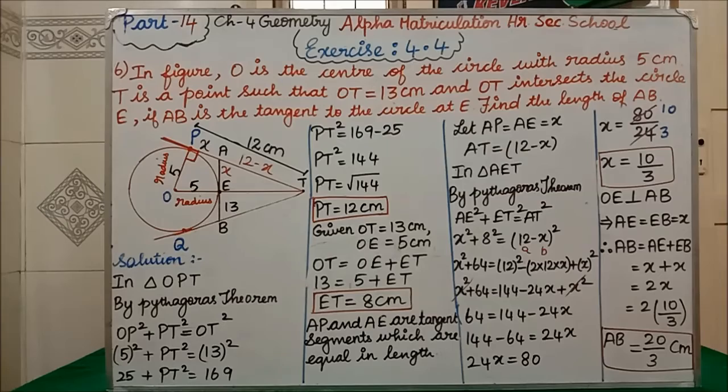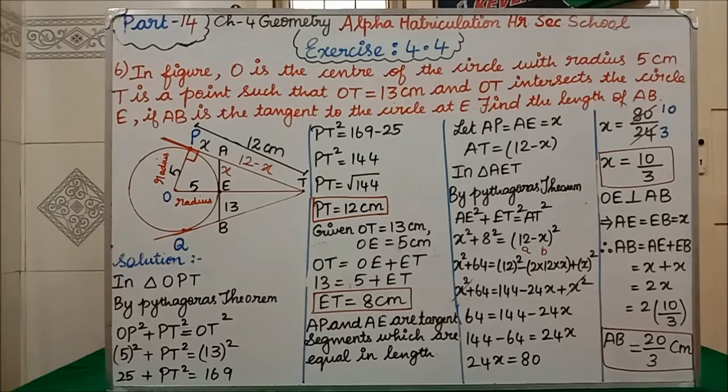Clear? So the total full length AB, how can I write now? AB equal to AE plus EB. AE length we know is x. EB length also x. So x plus x is 2x, and x value is 10 by 3. Clear? So 2 tens are 20 divided by 3. AB equal to 20 divided by 3 centimeter. They were asking to find the length of AB. So AB equal to 20 by 3 centimeter. You can write the answer in decimal also. Clear all of you, the 6th question?